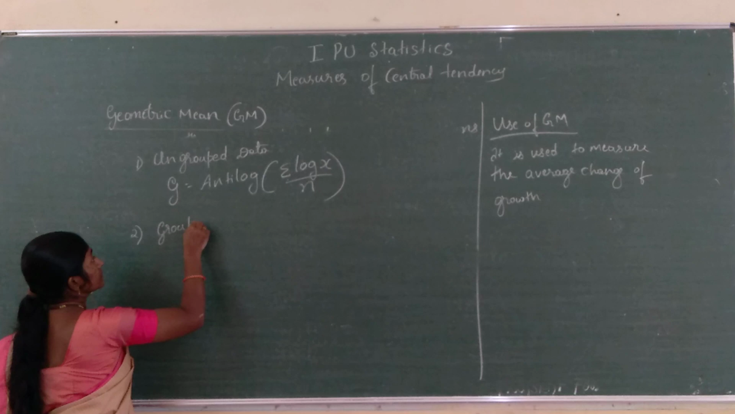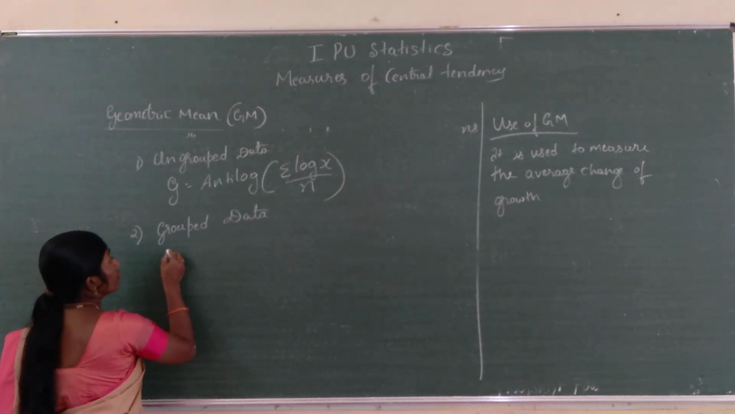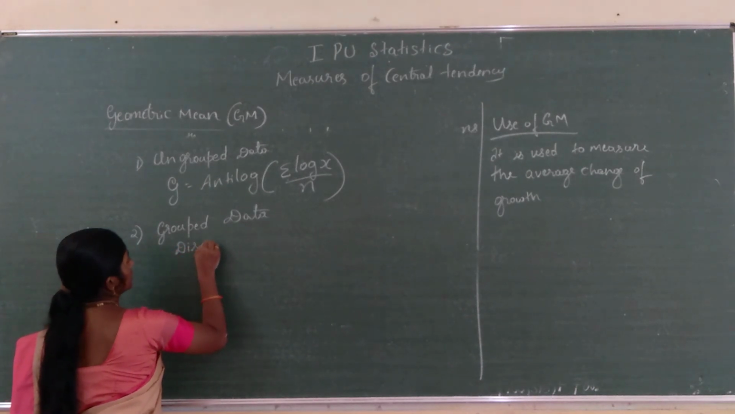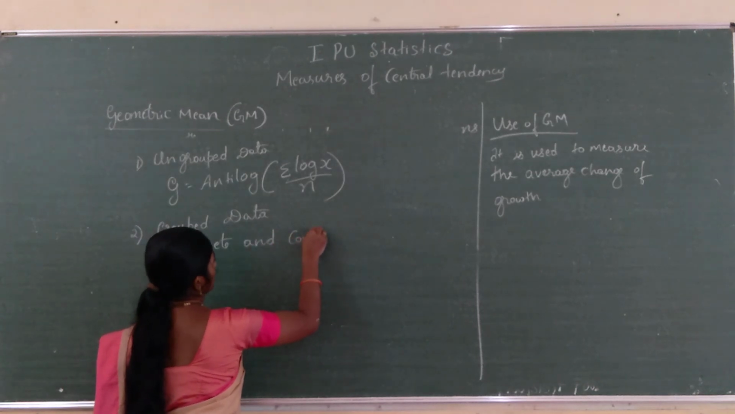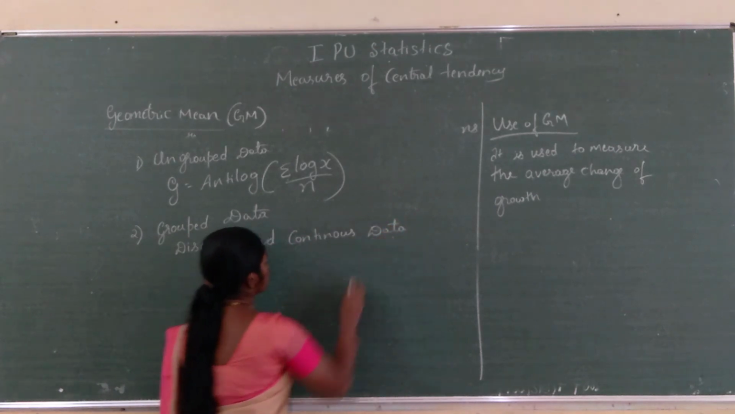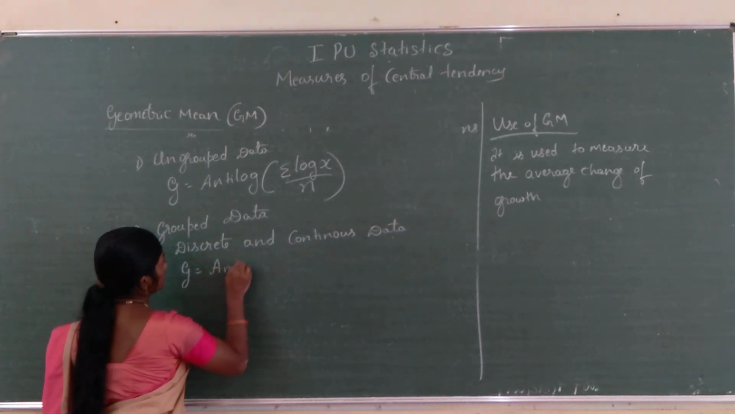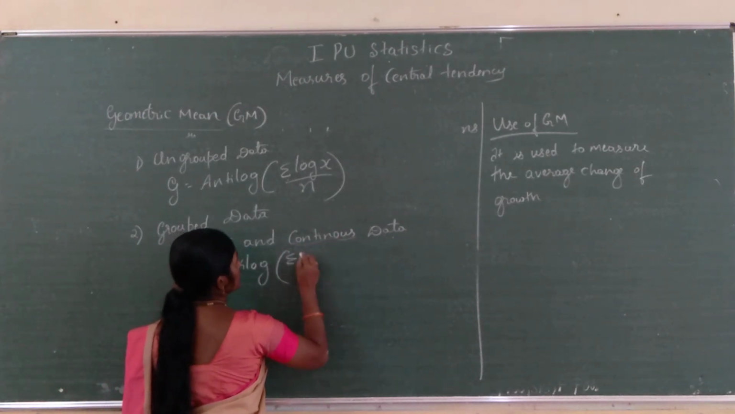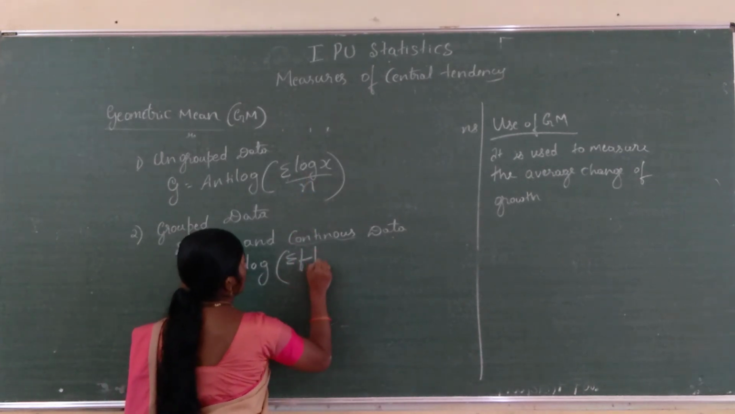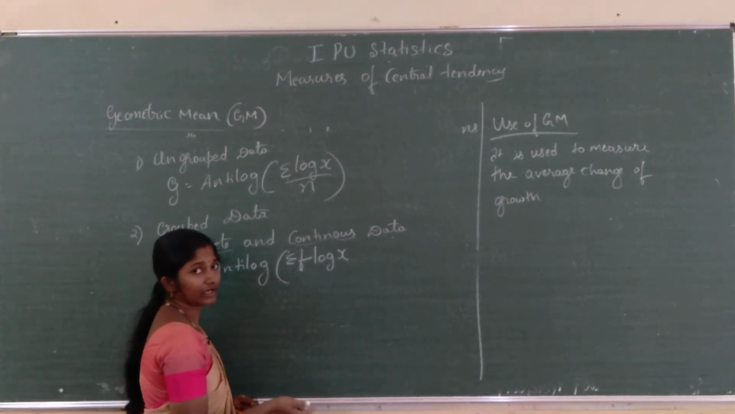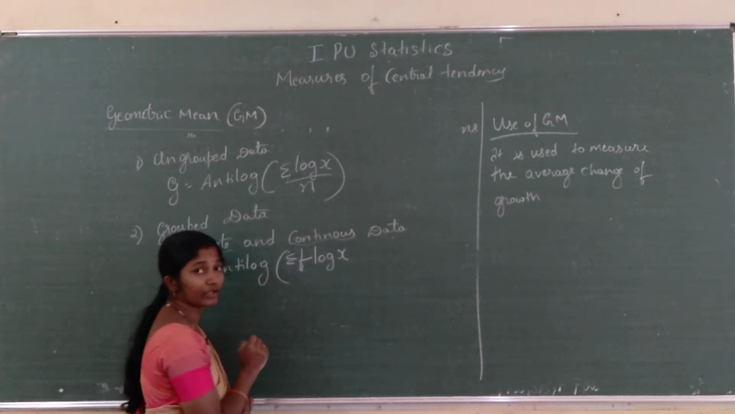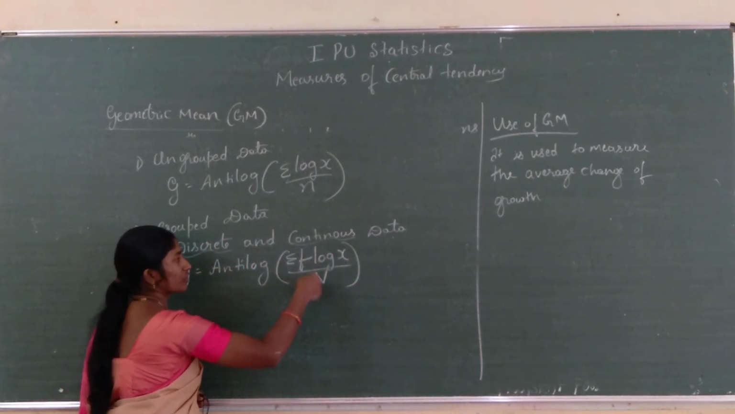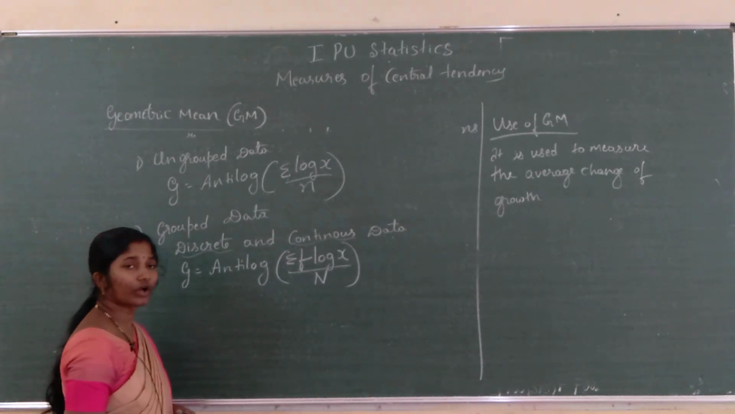For grouped data, there are discrete and continuous frequency distributions. G is equal to the antilog of summation f log x divided by capital N. For discrete and continuous, we need the frequency. After taking log x, we should multiply with the frequency, and divide by capital N. After calculation, lastly we have to take the antilog, and then write the answer.